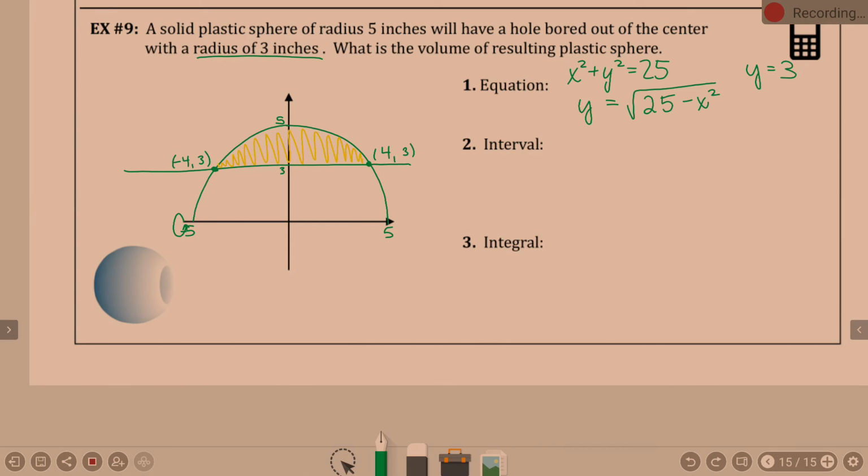And if your brain said, whoa, no, Mrs. Sargent, I don't like that, then take this equation right here and set it equal to 3. That's all I did. I just solved it in my head. If you set this equal to this, where do they intersect? Okay? And so you end up with them intersecting at officially plus or minus 4. So my interval is going to be from negative 4 to 4.